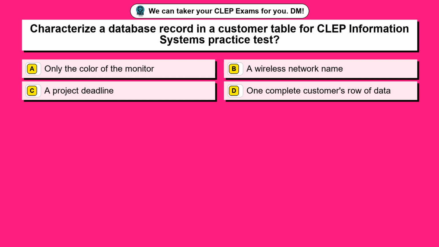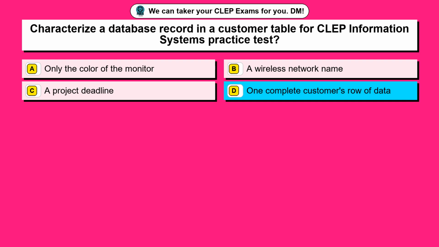Question 78. Characterize a database record in a customer table for CLEP Information Systems practice test. Option A. Only the color of the monitor. Option B. A wireless network name. Option C. A project deadline. Option D. One complete customer's row of data. The correct answer is option D.